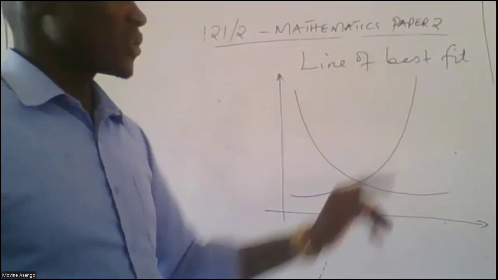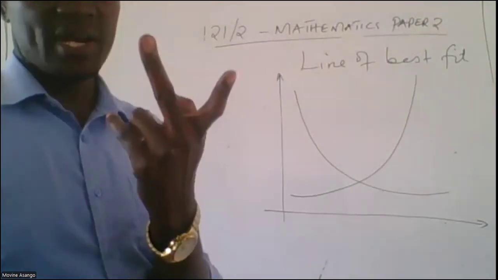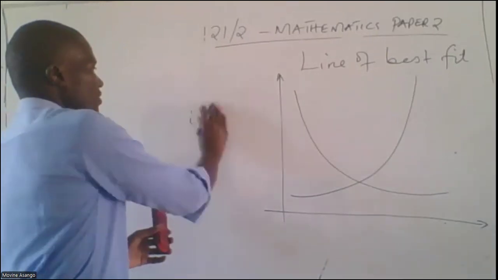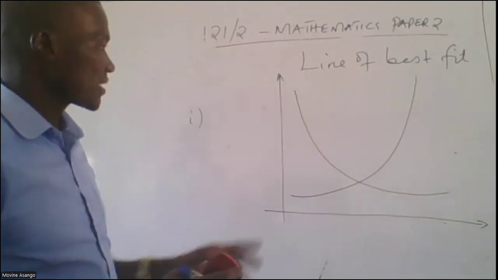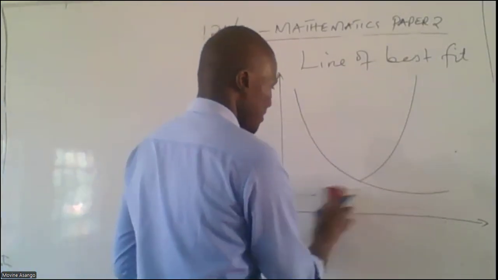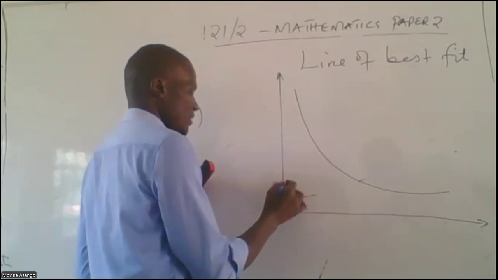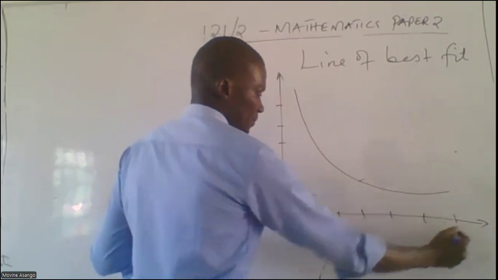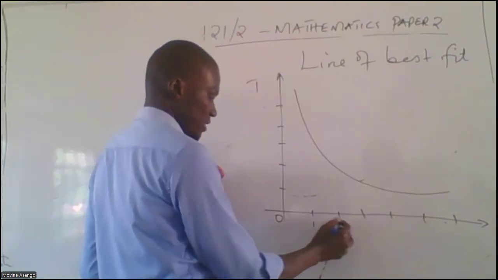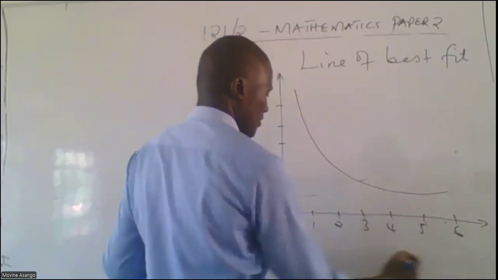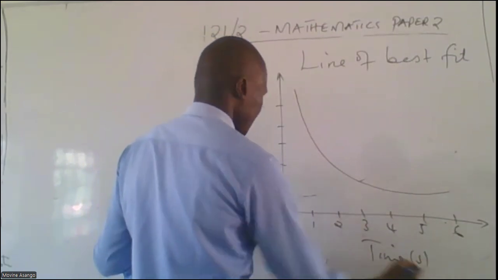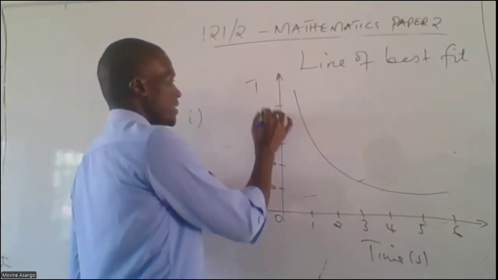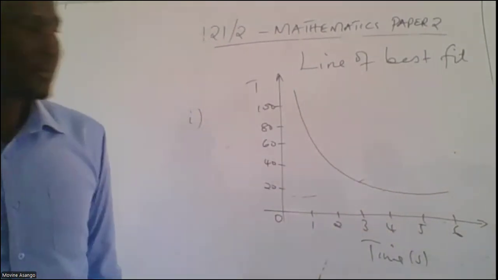Once this curve has been drawn, there are 2 things that are possible. I can be asked to answer some questions. The most important question here, number 1, is to draw a tangent. And how do I know I'm supposed to draw a tangent to answer the question? Let me deal with the first one here. I'm assuming this one is temperature and this is time. Time is from 0 to 1, 2, 3, 4, 5, 6, in seconds. And temperature, let's say 20, 40, 60, 80, 100. So that is a cooling curve.